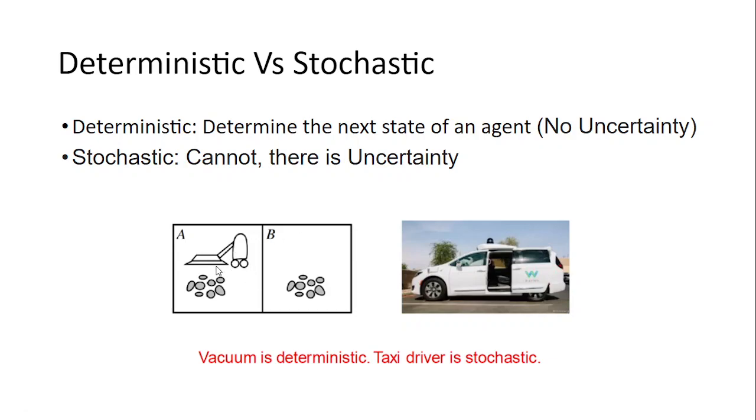So every scenario over here is deterministic. But in the case of a taxi driver, you can't determine what's going to be the next state, because sometimes you don't know if there's going to be an accident after 5 miles. There can be an accident after 10 miles. You don't know if there is going to be a car approaching you. You can't determine anything, so there's always going to be some sort of uncertainty while you're driving a car. But in the case of a vacuum cleaning robot, it can determine what the next state is going to be.